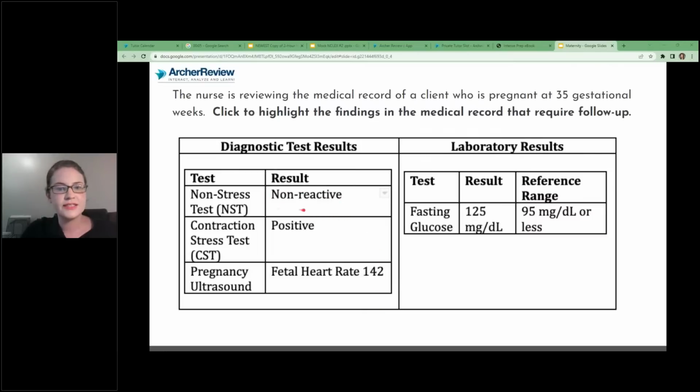So first of all, this non-stress test is non-reactive. And remember, a non-reactive non-stress test is not good. Non-reactive, not good. So we want to highlight that. On the other hand, a contraction stress test is bad when it's positive. Exactly, Manpreet. A positive contraction stress test tells us that when we added that oxytocin, that baby's heart rate decelerated in response to those contractions. So this baby isn't doing well. That's not good. The fetal heart rate was totally normal. We wouldn't highlight that. But yes, this fasting glucose is too high. It's out of range. So we would definitely highlight that too. Excellent. Good job.